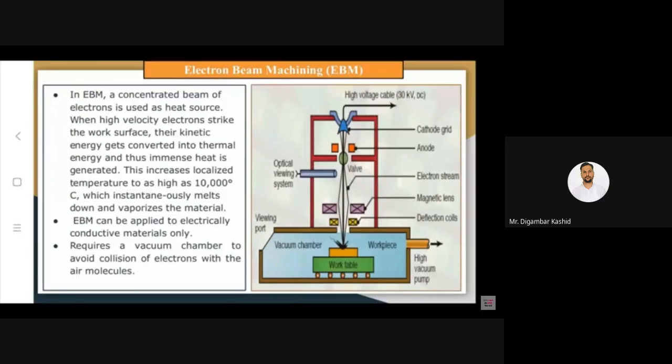This is about the working principle of EBM. And to dislodge the striking electrons as well as to maintain electrical neutrality, the workpiece should be grounded.